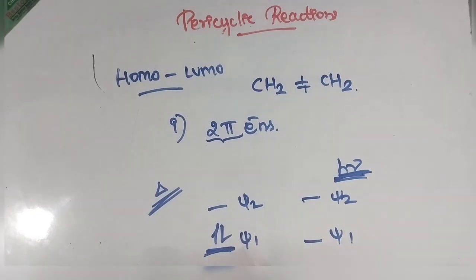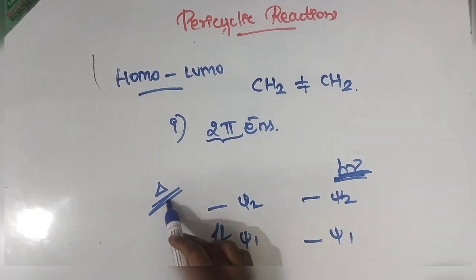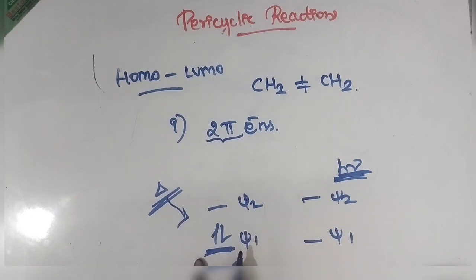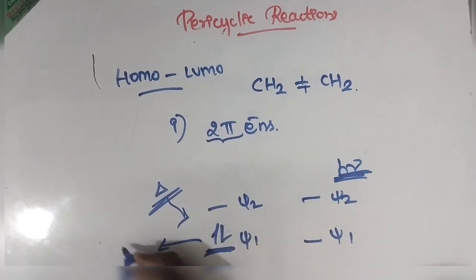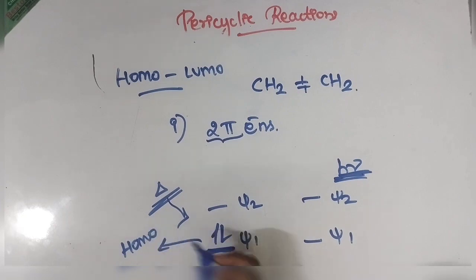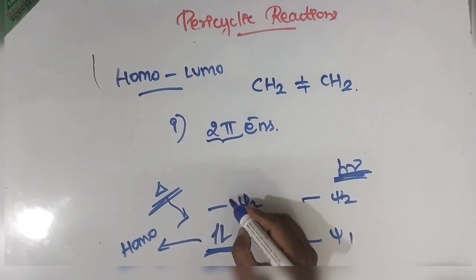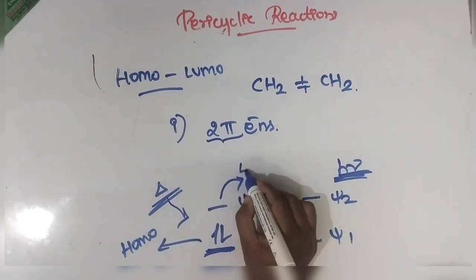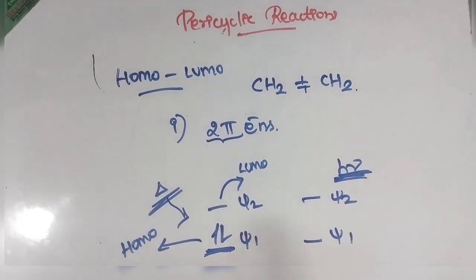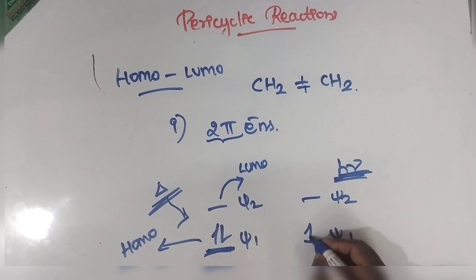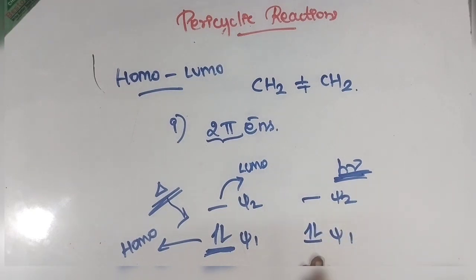here it will be like this in thermal condition. In thermal condition, 2 pi electrons here. Then this is the HOMO because the electrons are present here. Then here the electrons are not present. This is LUMO. Okay, this is the HOMO and this is the LUMO. See here, first of all, the electrons will be present like this.